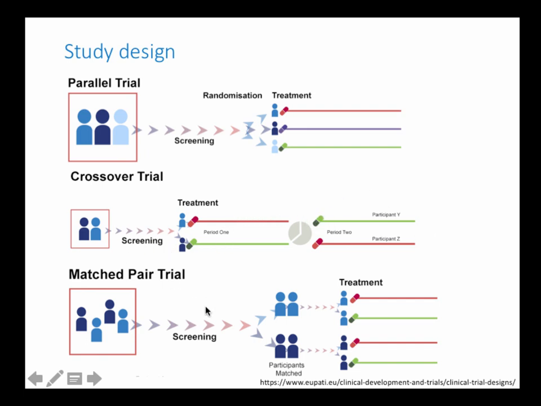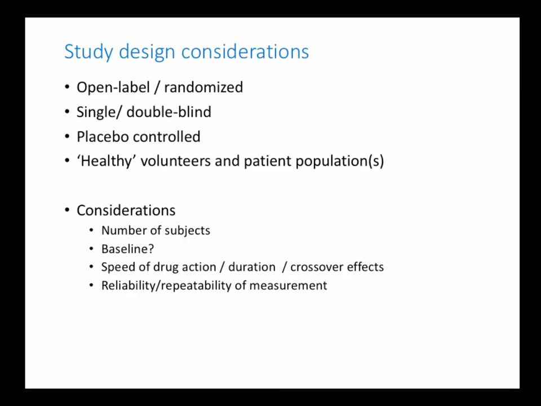So people then try to do things like matched pair trials, where you get participants that are approximately the same and matched in a lot of different ways, and you just randomize them to drug and placebo. There are a lot of considerations to these kinds of study designs, such as whether you give open label or randomized, double-blind tasks, where neither the participant nor the researcher knows which drug is being given. A lot of these design considerations depend on what you actually want to get out of the trial.